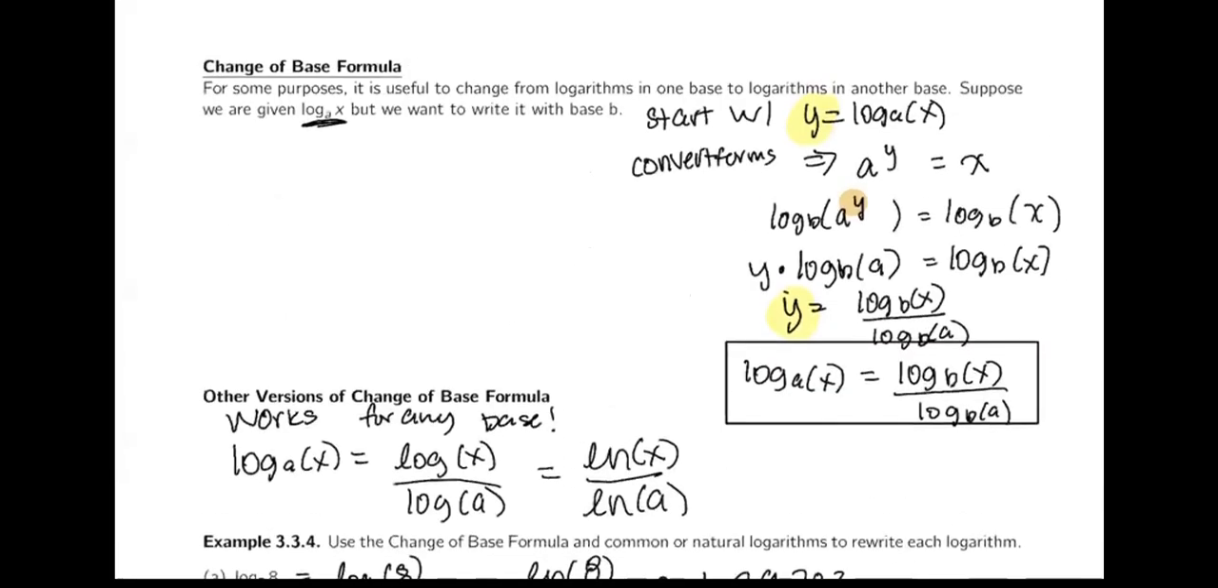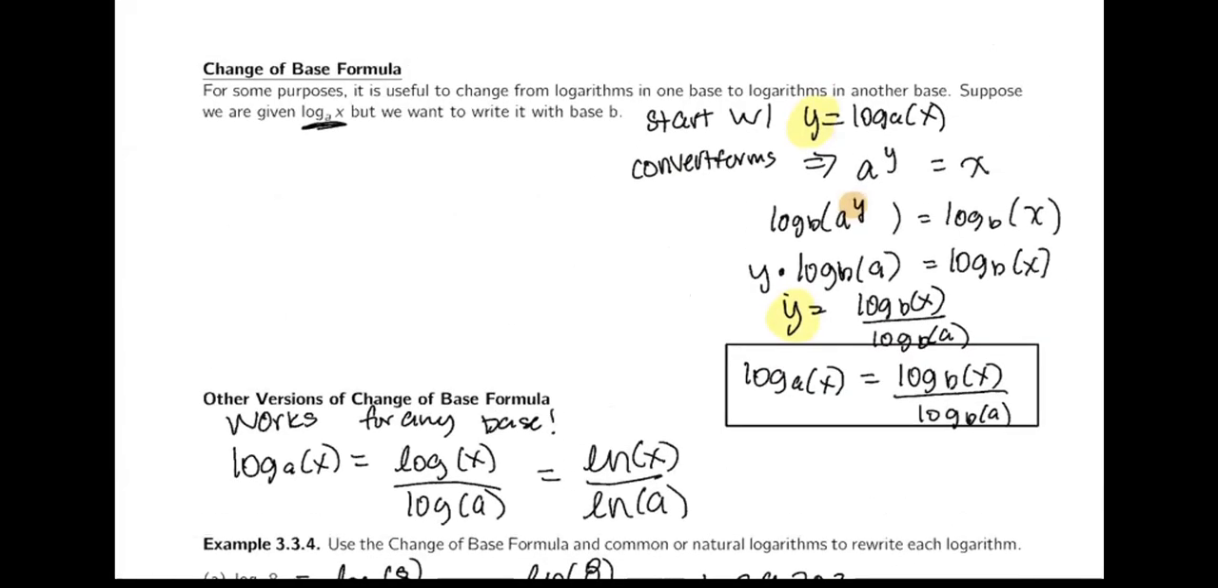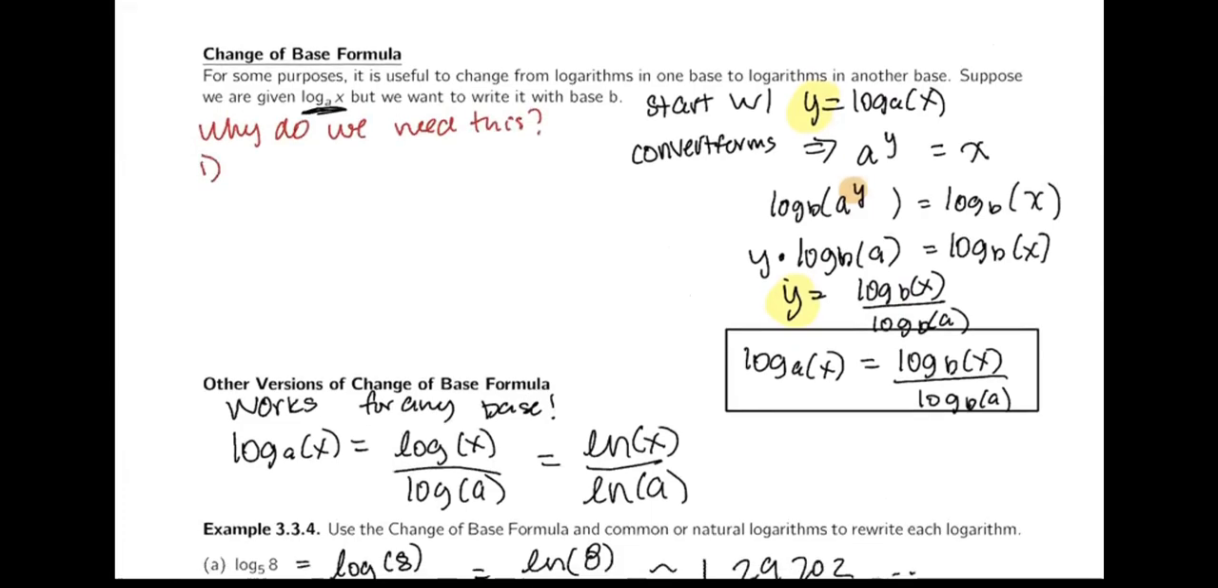Okay, so I want to come back up here and just say, why do we need this? One, it's because some calculators don't have those buttons. Most calculators only have log or ln buttons, or if they have a log of a different base that you can type in, it's kind of cumbersome to get to. And sometimes it's easier to just use this formula to get a decimal approximation rather than trying to find it in the special features of your calculator.